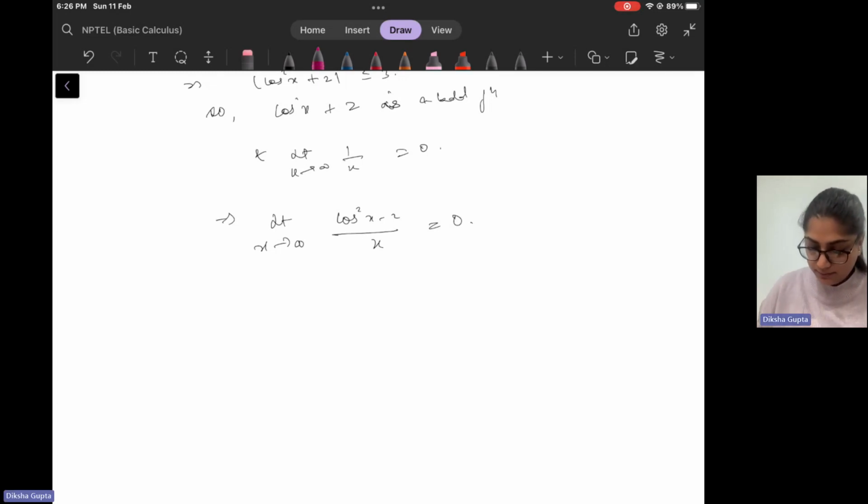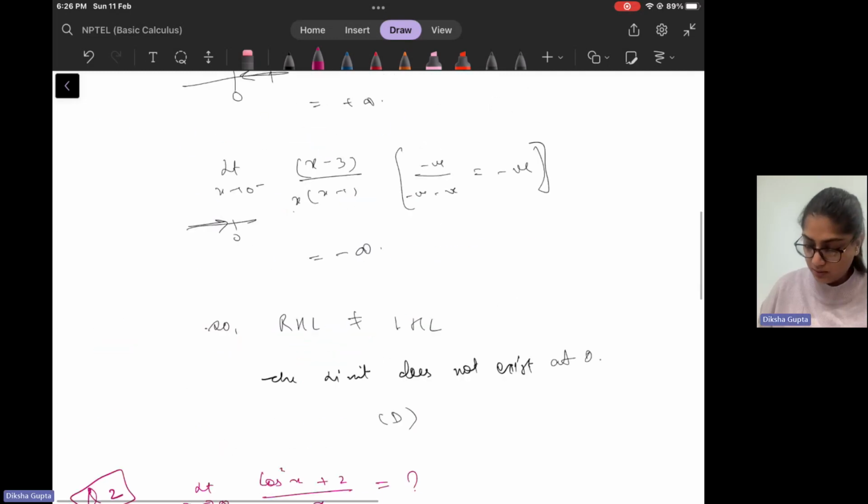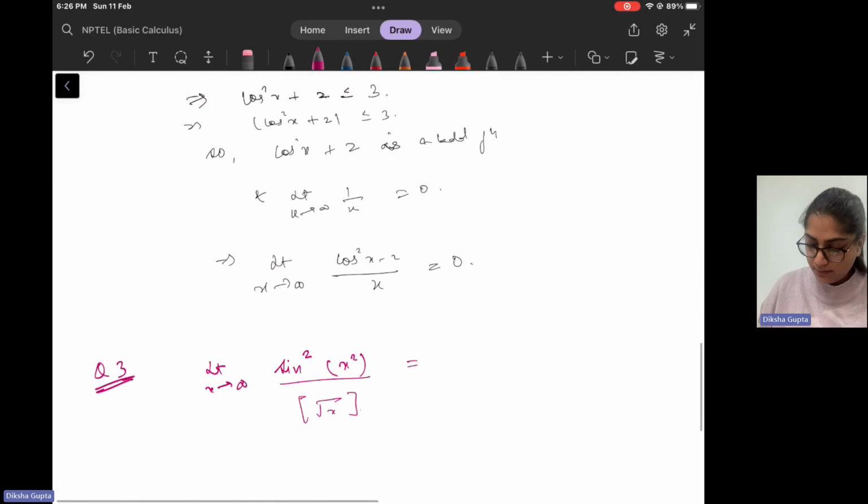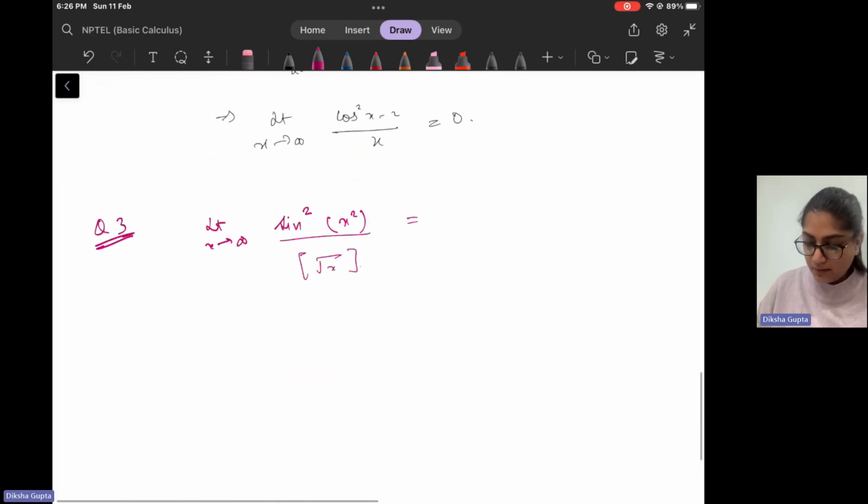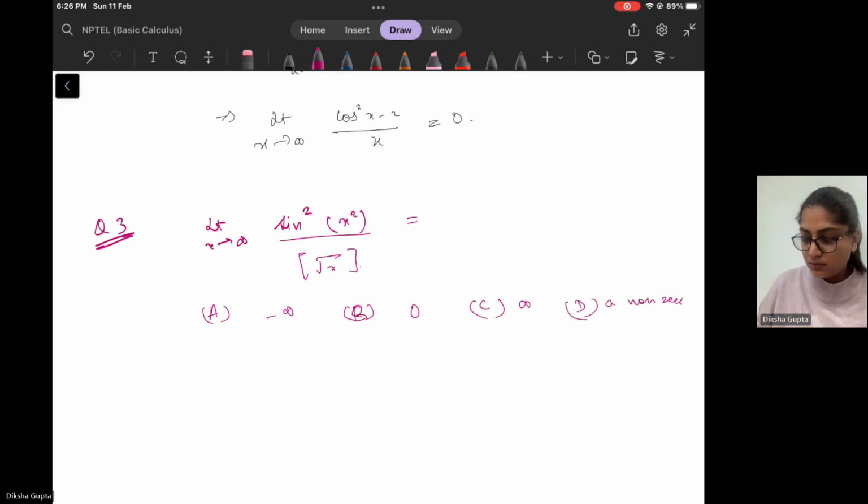Question number 3. Limit x tending to infinity sine square x square. So here the correct option will be B. You have to find the limit: A is minus infinity, B is 0, C is infinity, and D a non-zero real number.